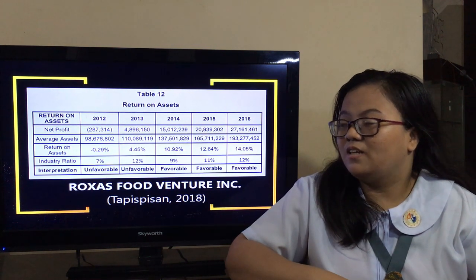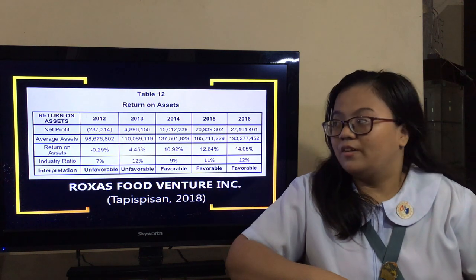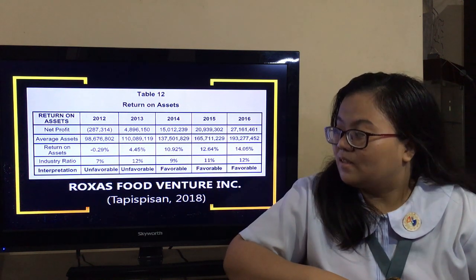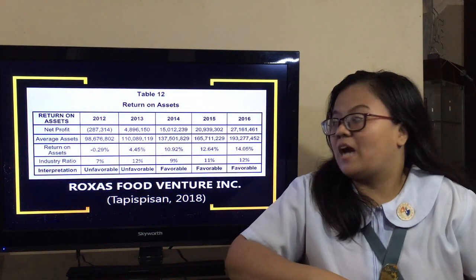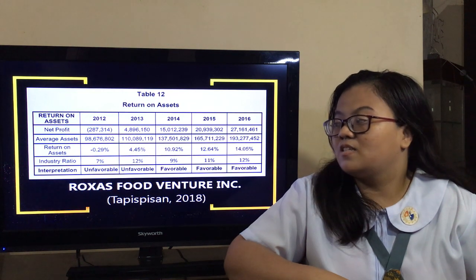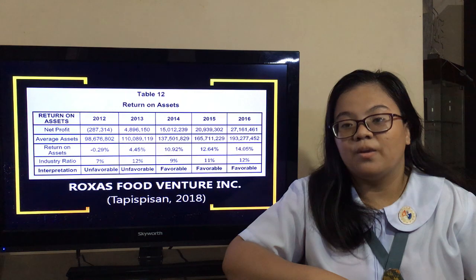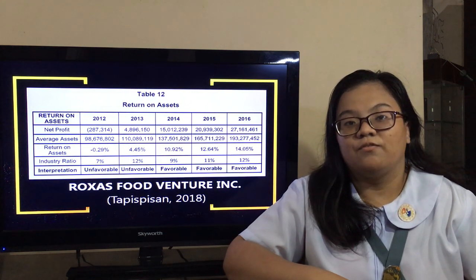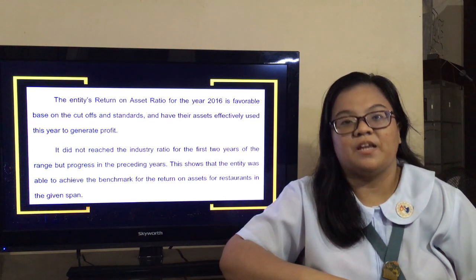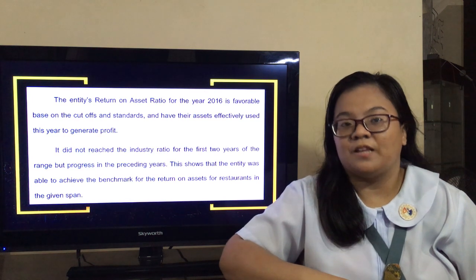On the next 3 rows, it represents the formula for the rate of return. For this example, return on asset is equal to net profit over average assets. On the 5th row, it represents the industry ratio, while the last row represents the interpretation whether it is favorable or unfavorable. Each example of rate of return must have its own table, and below each table, it must have its own analysis and interpretation.